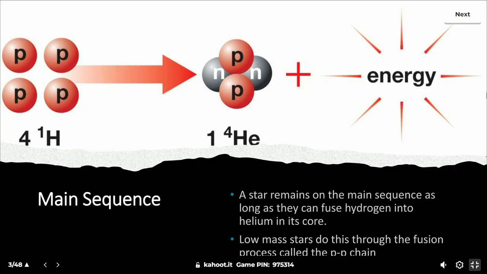So to review, when a low mass star is on the main sequence, it is turning hydrogen into helium in its core, and the way low mass stars do that is called the proton-proton or the PP chain. So you take 4 hydrogen, or 4 protons, fuse them together, and you get a helium atom and some energy out of it.